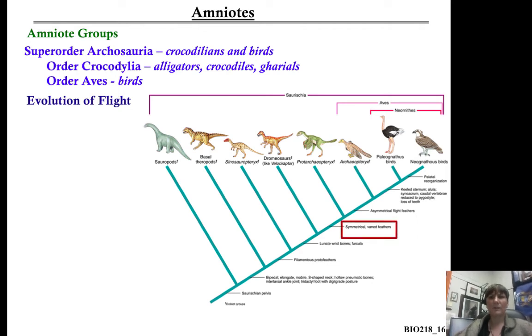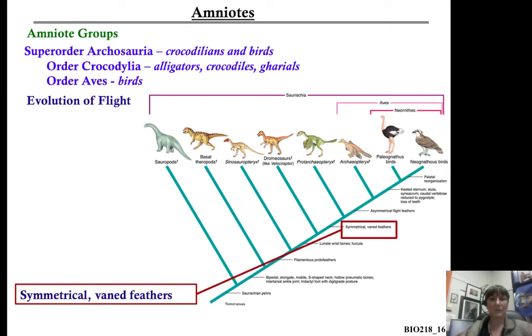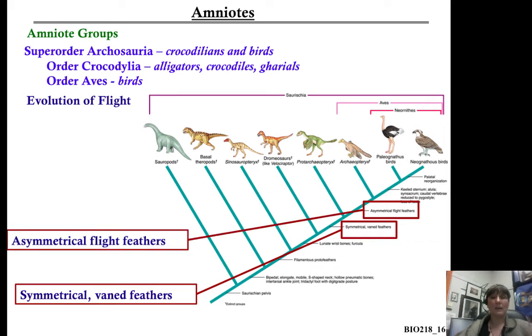Next are symmetrical and veined feathers. So instead of having those protofeathers, now you're getting feathers that are veined and they're symmetrical. That's followed by asymmetrical flight feathers. In order to accomplish flight, you actually need a different kind of feather. You actually want them to be asymmetrical, and that allows you to get greater lift off the ground and to glide.